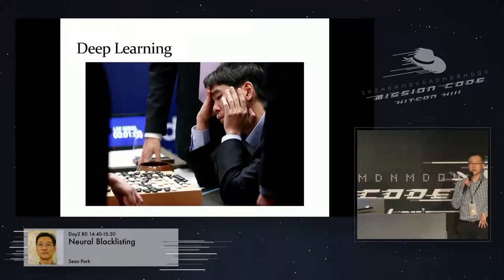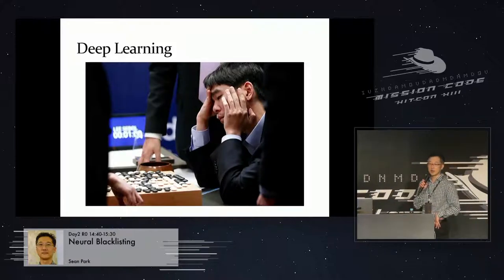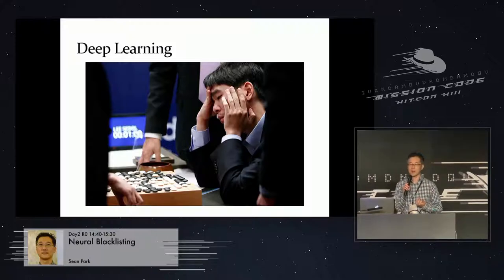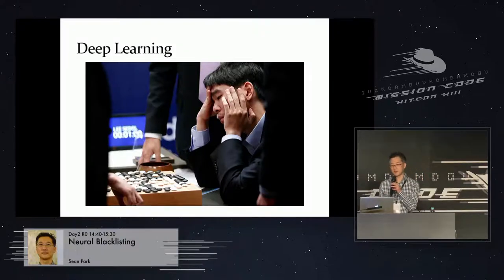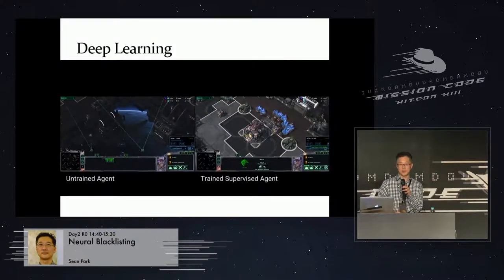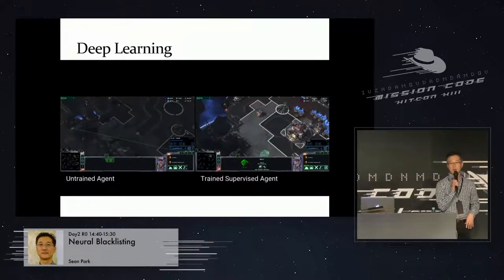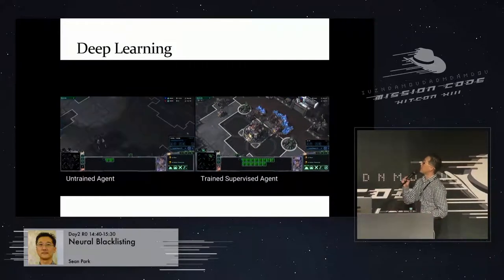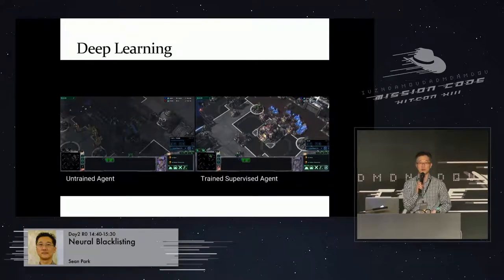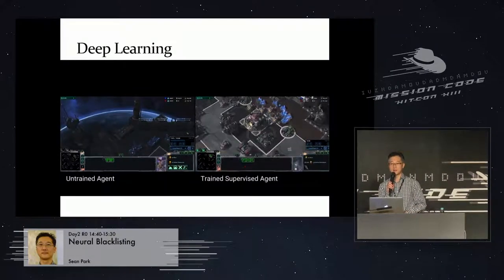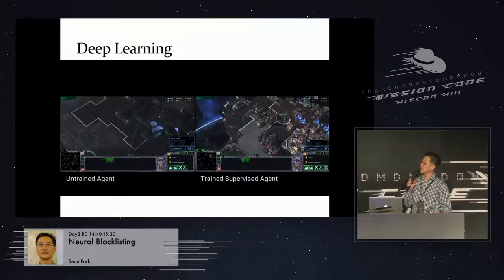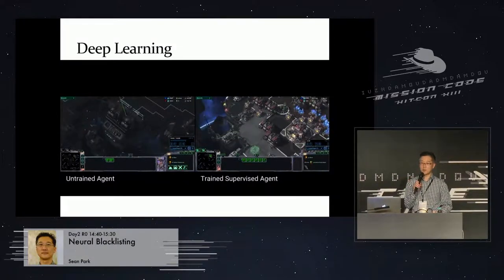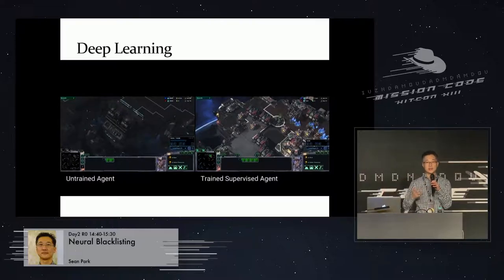And we even get frustrated by AlphaGo, where a top player in the game of Go gets defeated by the machine. And these days, we've got StarCraft 2, which is a video game. Who knows, one day the machine may defeat the human players. So the whole thing is about deep learning and artificial intelligence.